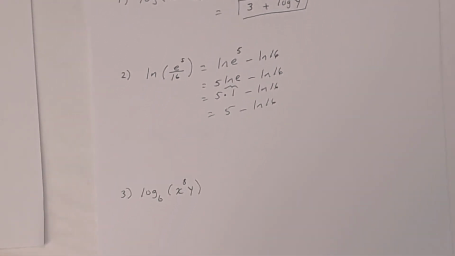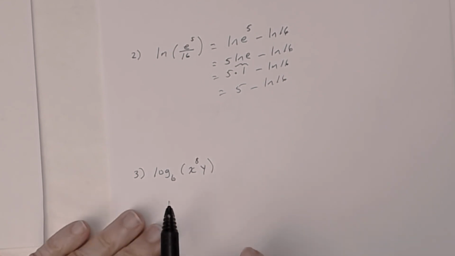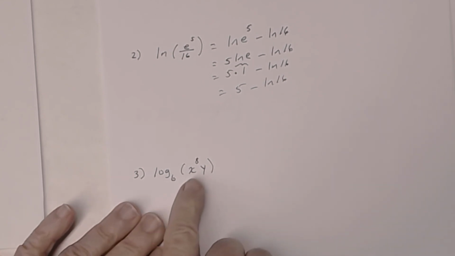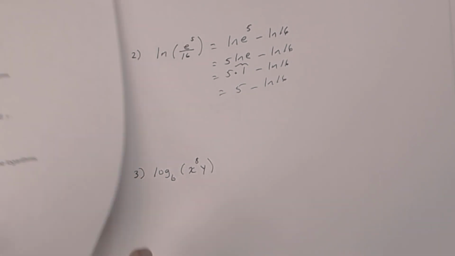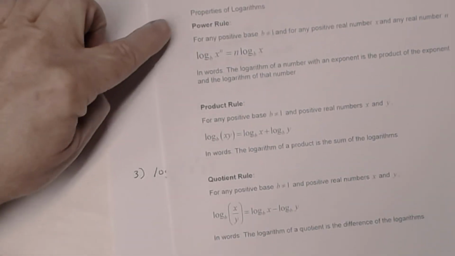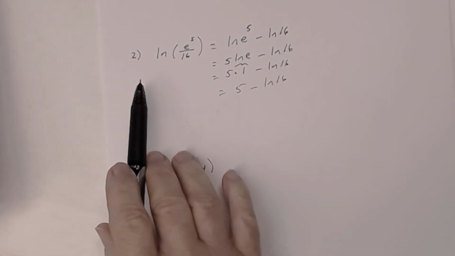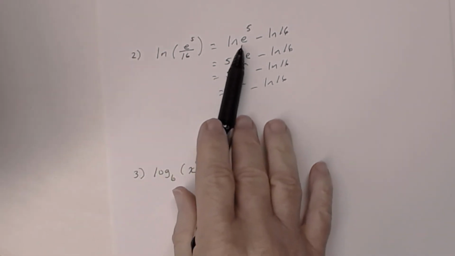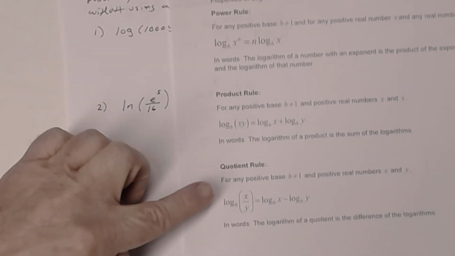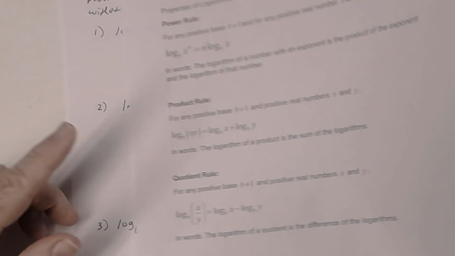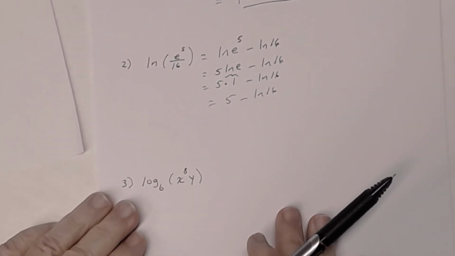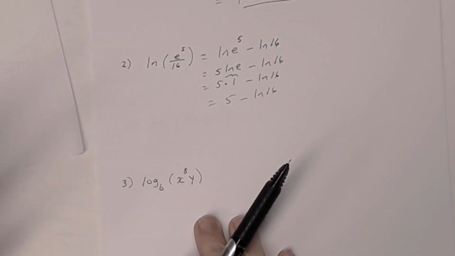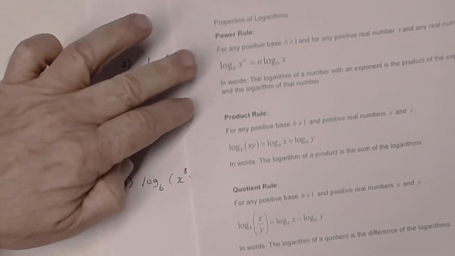All right, number 3. So number 3 involves, if you think about it, number 3 actually involves using all these properties. All right, and number 2 involved 2 of the properties, right? Number 2 involved the power rule and the quotient rule. All right, but let's look at number 3. Now, actually, number 3 does not involve all the properties. Number 3 only involves the first 2, power and product.